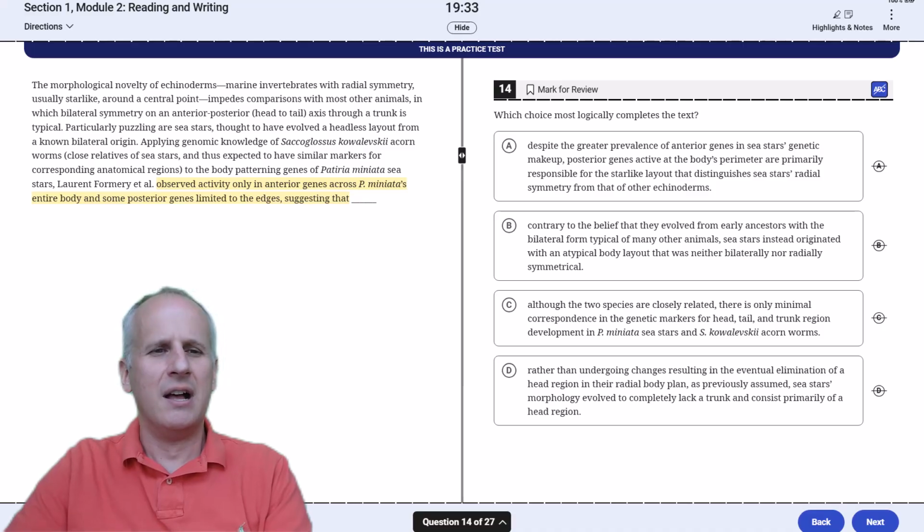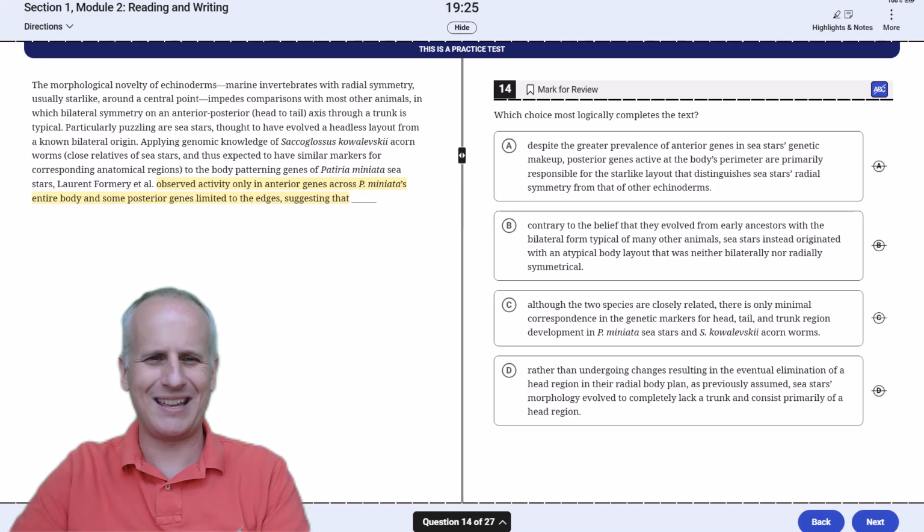So, the morphological novelty of echinoderms, marine invertebrates with radial symmetry, usually star-like around a central point, impedes comparison with most other animals, in which bilateral symmetry on an anterior-posterior head-to-tail axis through a trunk is typical. Particularly puzzling are sea stars, thought to have evolved a headless layout from a known bilateral origin. Applying genomic knowledge of SK acorn worms, close relatives of sea stars, and thus expected to have similar markers for corresponding anatomical regions to the body patterning genes of PM, sea stars.